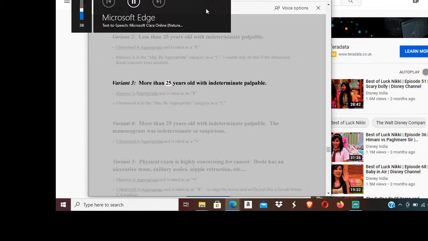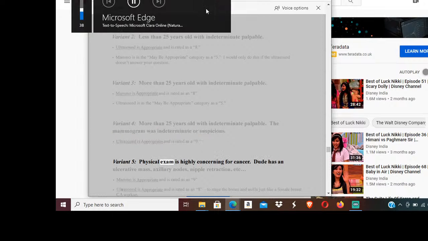Variant 3, more than 25 years old with indeterminate palpable. Mammo is appropriate and is rated as an 8. Ultrasound is in the maybe appropriate category as a 5. Variant 4, more than 25 years old with indeterminate palpable. The mammogram was indeterminate or suspicious. Ultrasound is appropriate and is rated as a 9.